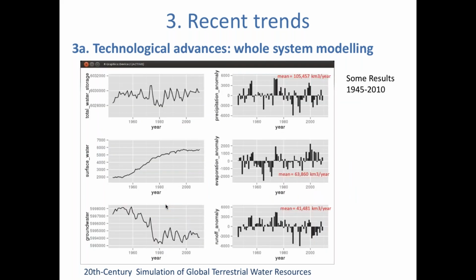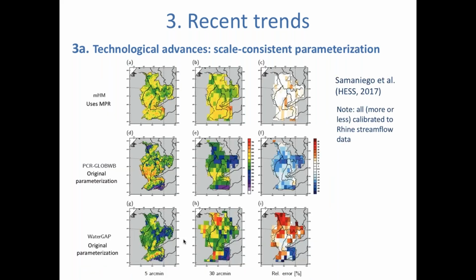And then you can do century-scale runs. This I showed you, the last 50 years here, where on the left you can actually see the total water storage globally, the anomalies at least, and also you can see surface water storage increasing due to dam building, and you see groundwater storage decreasing due to groundwater depletion. Well, this is still work in progress, of course, but anyway.